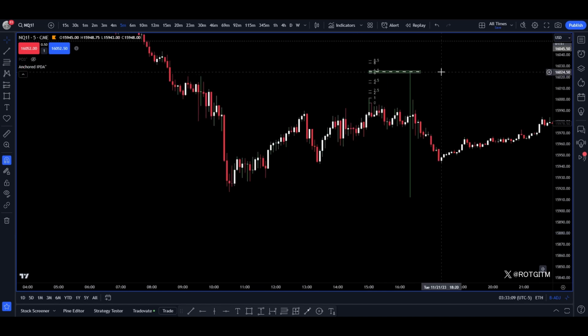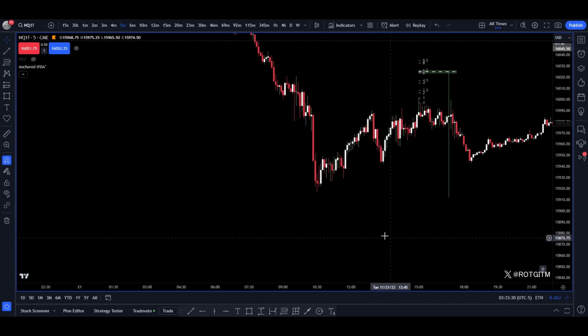Like a random level, right? It swept this liquidity, got into this fair value gap here. Consequent encroachment of this fair value gap is 6.5 standard deviation between the high of this candle and the high of this candle, the high of this swing before it did that.